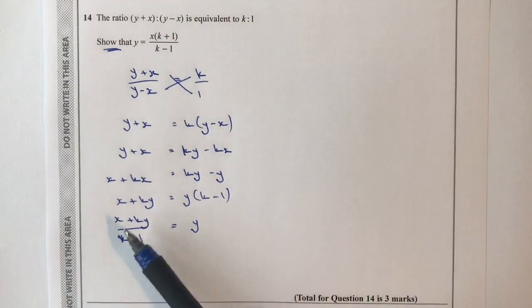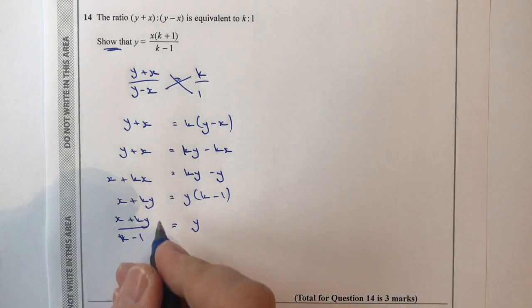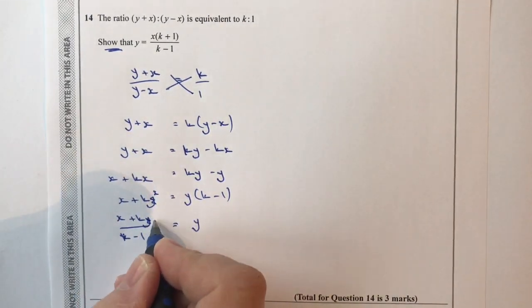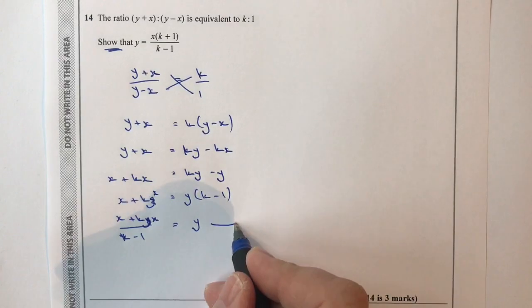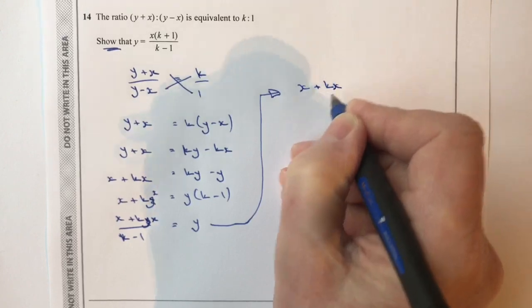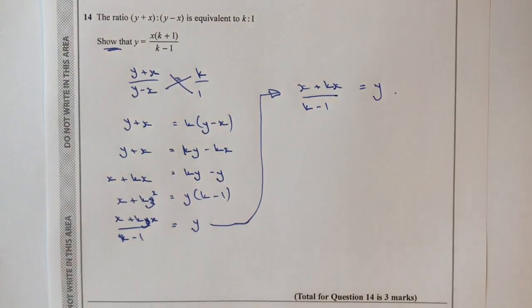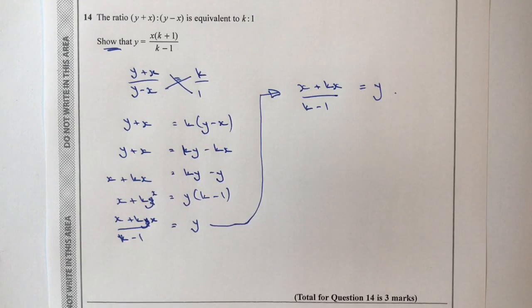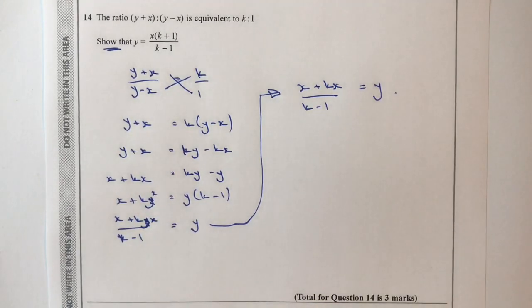And hopefully you can see what they've done is they factorized this. I beg your pardon, I've just seen this should be kx and this should be kx. I'm so sorry about that. What I'll do is I'll rewrite that again over here. I'm going to get x plus kx over k minus 1 equals y. Sorry about that. Hopefully that's okay for you, that I haven't confused you too much. I should have just kept this as kx and I wrote it as ky. It's kx. So we're almost there.